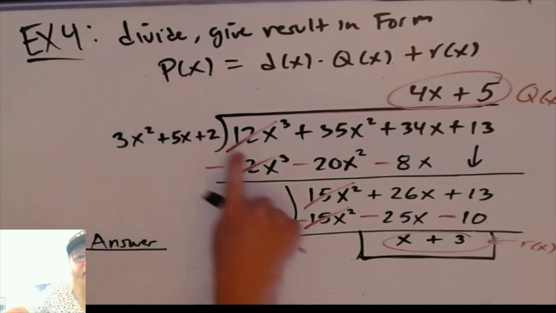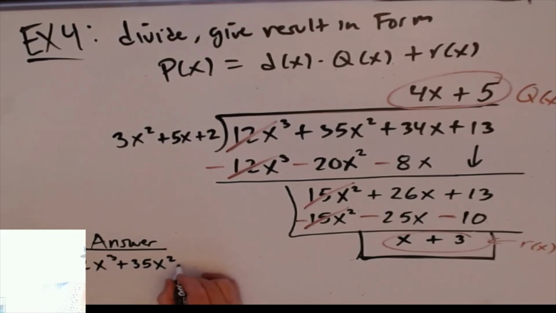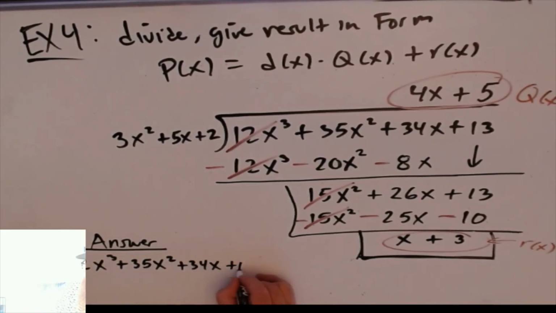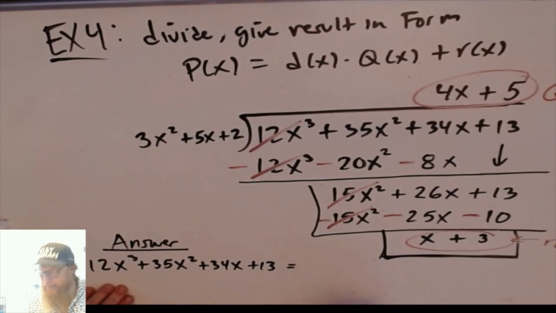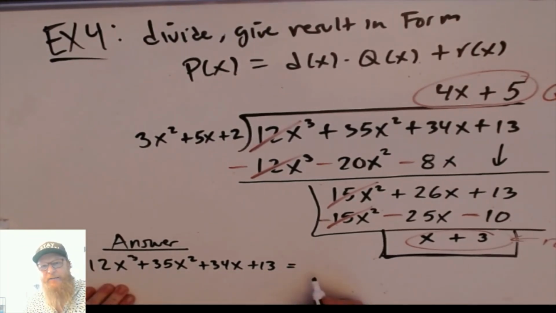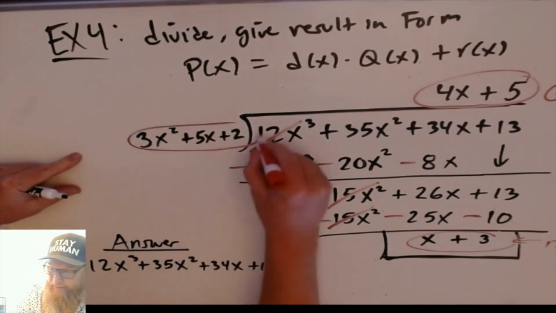P of x, so that's the original inside, 12x cubed plus 35x squared plus 34x plus 13. Now, sometimes I've already done that for you, and then I just want you to fill in the blanks. So d of x is then here. This is d of x.